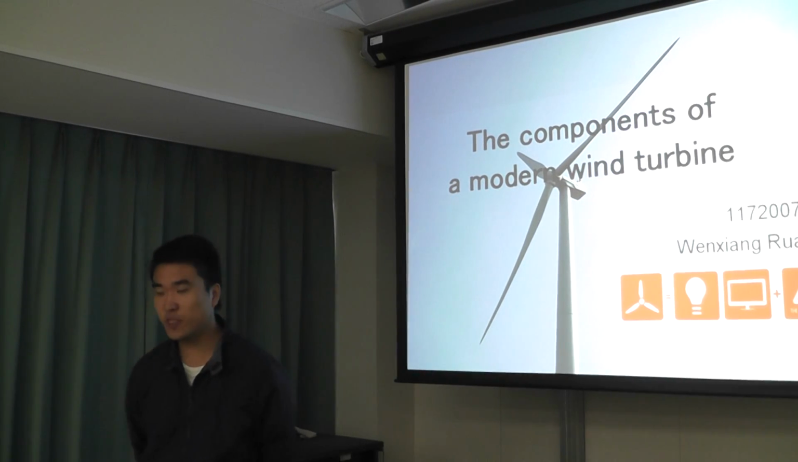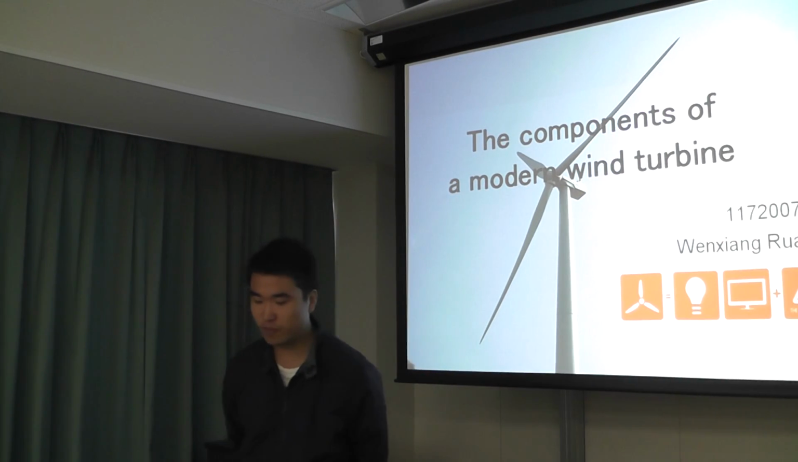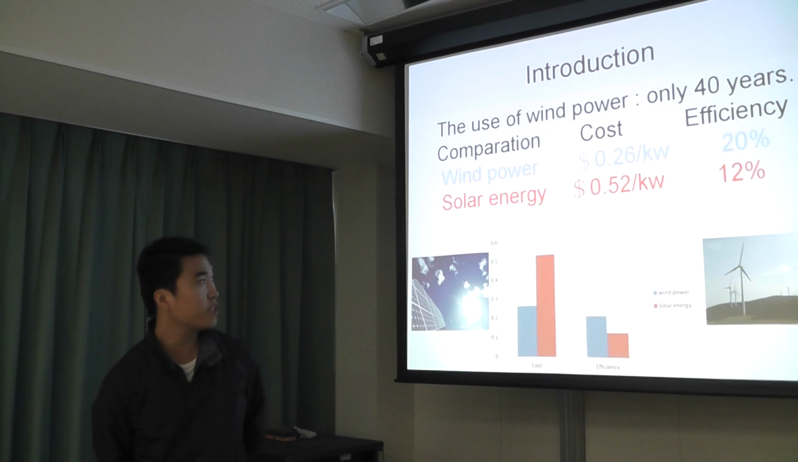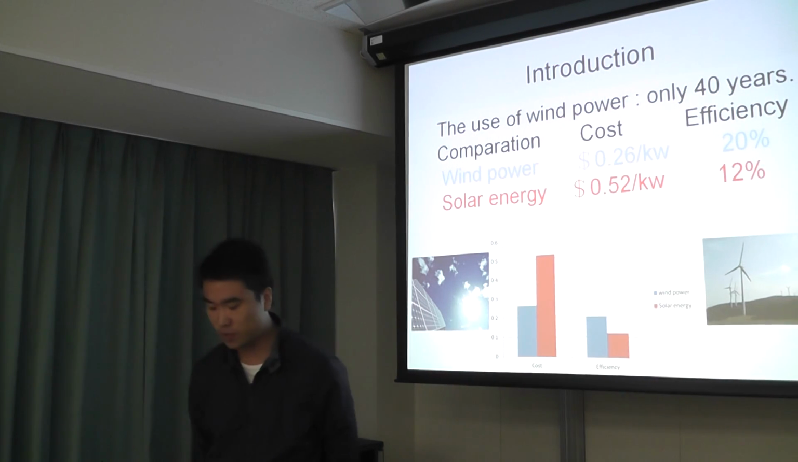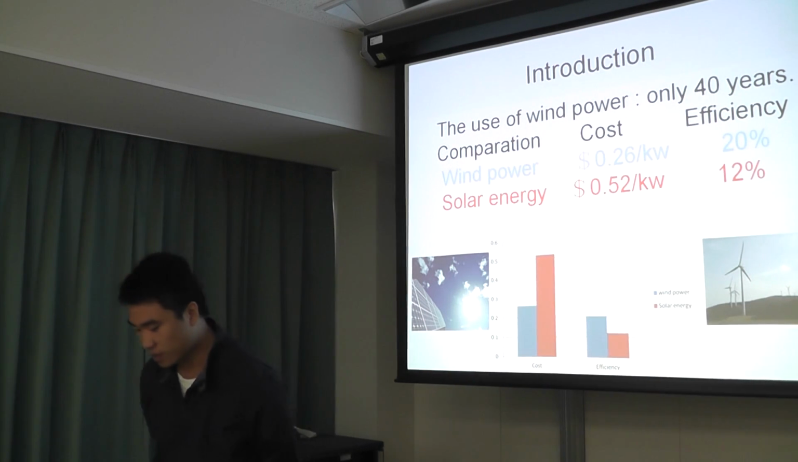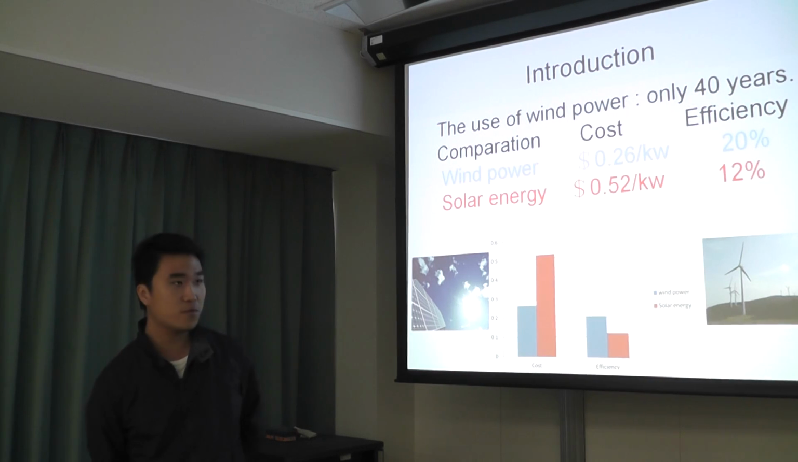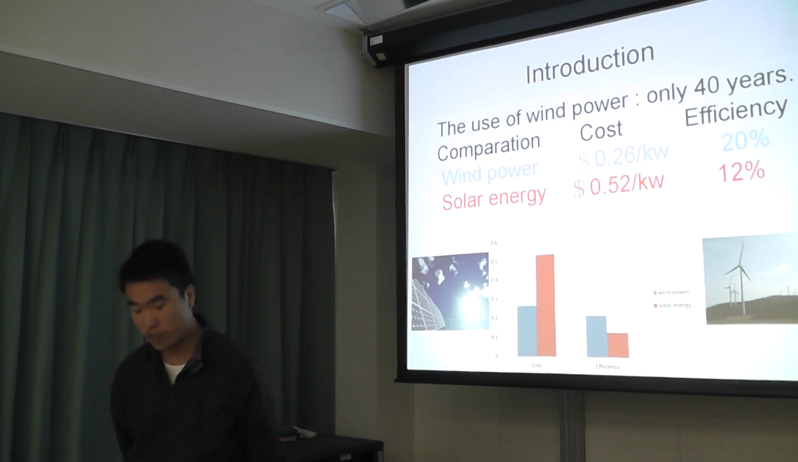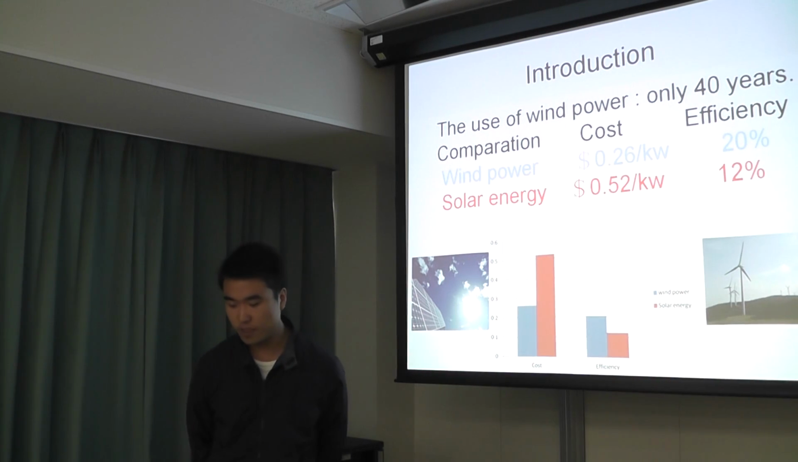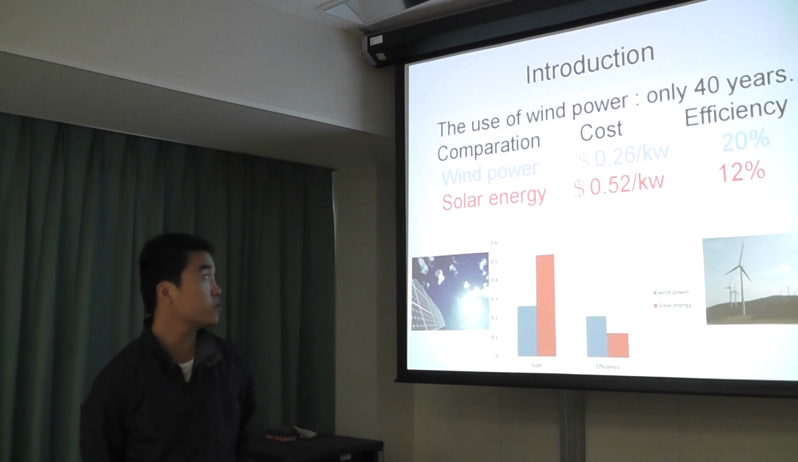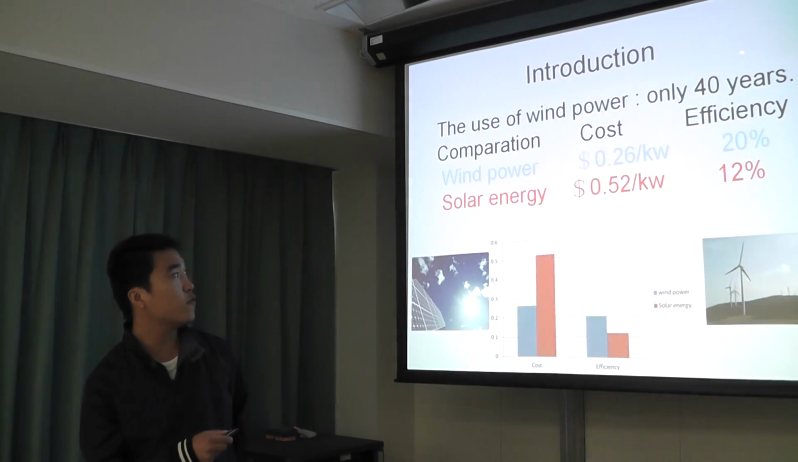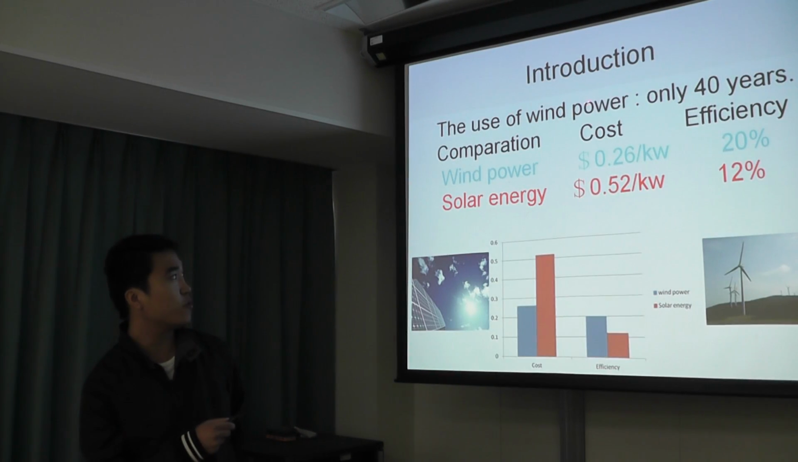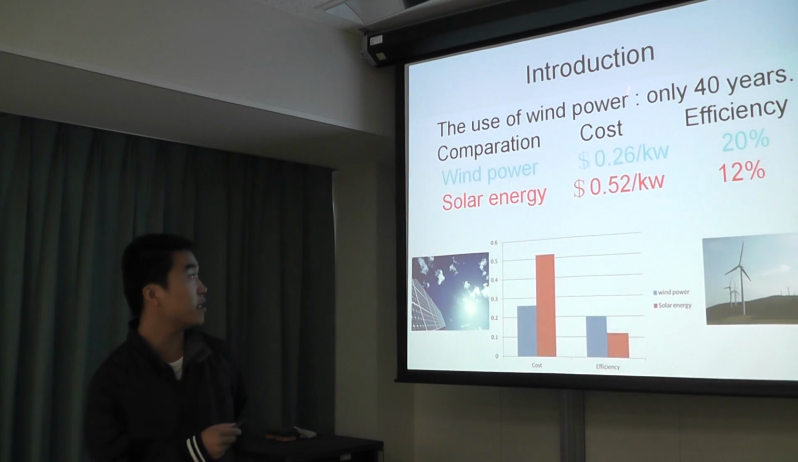Okay, good morning. Today I'd like to give you a presentation on the components of a modern wind turbine. First of all, let's go back to the history of human use of wind power. For thousands of years, humans have used wind power to sail ships, grind grain, and pump water. However, using wind power to generate electricity is only 40 years old.